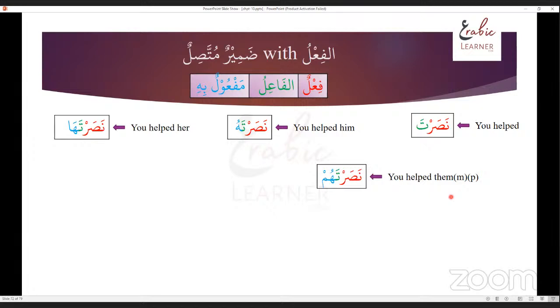Not Nasartum, but Nasartahum. You helped. So here, now you tell me what is fi'l. Nasar is fi'l. What is Faa'il? Ta is Faa'il. And what is Mafool Bihi? Hum is the Mafool Bihi. Good. You helped them all, feminine: Nasartahunna. Well done. You helped me.